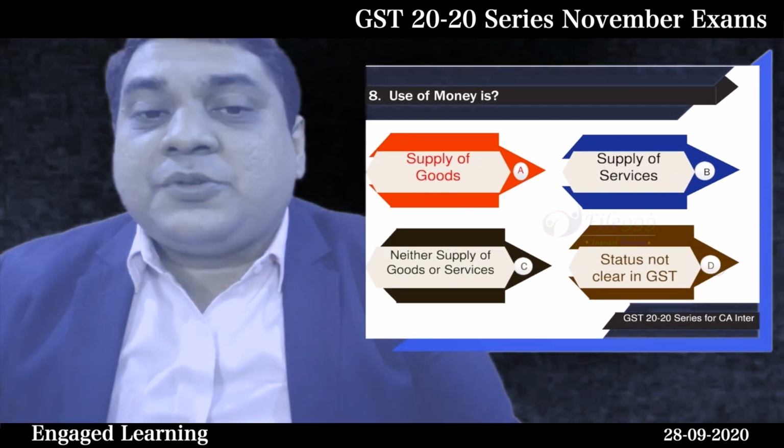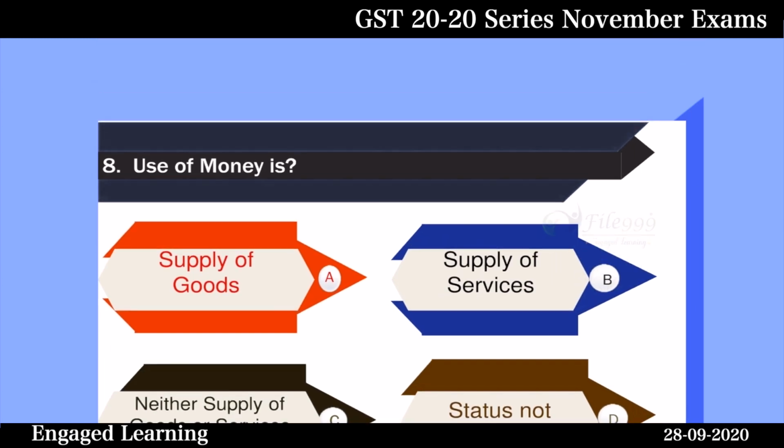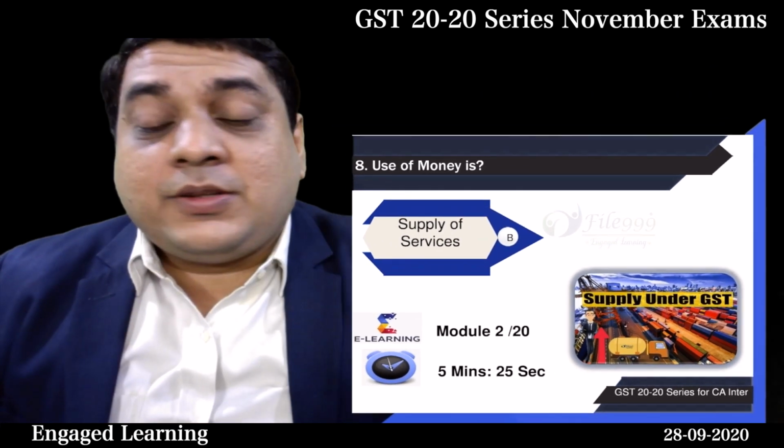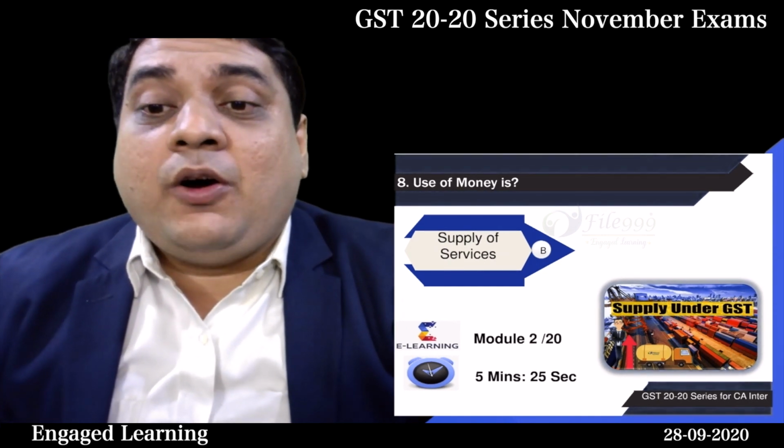Moving ahead, the next question on your computer screen. Use of money is option A, supply of goods. Option B, supply of services. Option C, neither supply of goods or services. Or option D, the status is not clear in GST. This is a little tricky question and I am sure not many would have got it right. It is option B, supply of services.